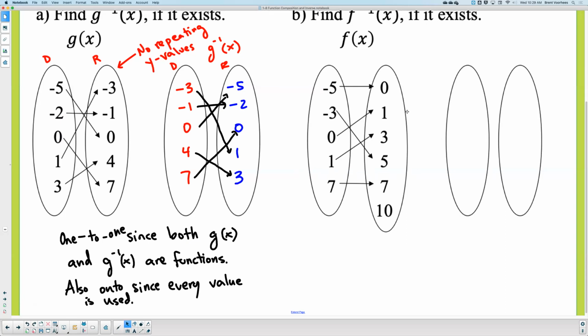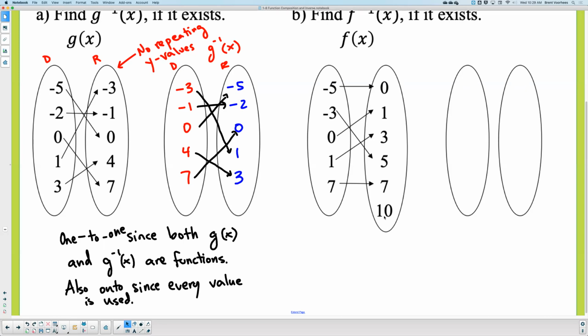Okay, come over here. Here's f. Now, is f itself a function? Is every x used one time and only one time? Yes. That means f itself is a function. But if I want to know about its inverse, you would look over here. Is each y used one and only one time?